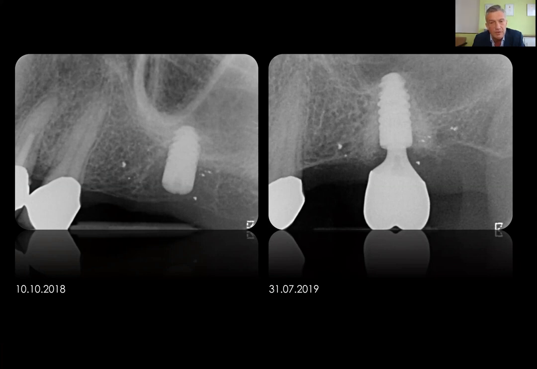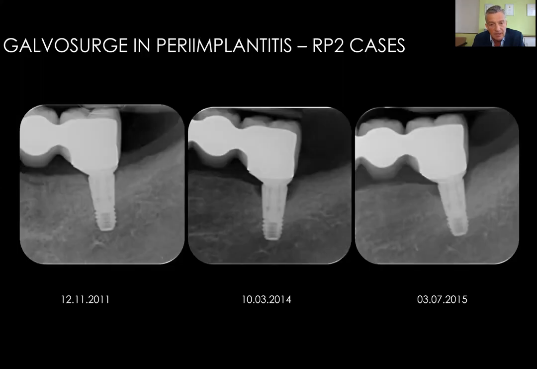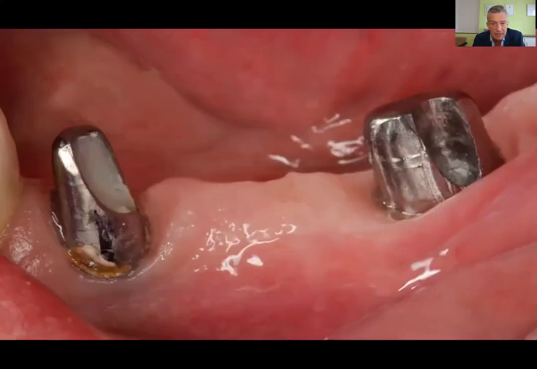Sorry, after 6 months also. This was before. And this is the X-ray after this time. And you see the history of this case. Started in 2011, 14 and 15 we treated it.